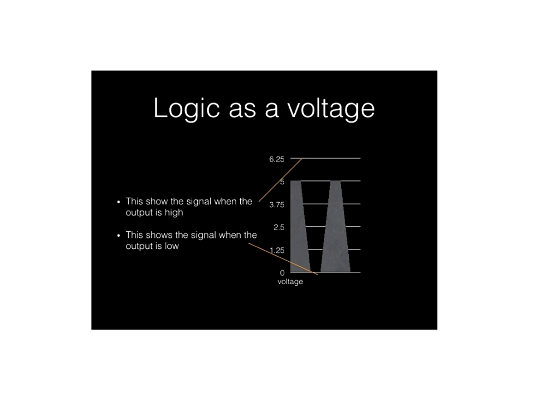This shows a graph of voltage on a graph. The peak, sorry about the line being off, the peak is at 5 volts and shows the signal output is high, which means it's true, and the bottom of the valley shows the signal output is low, so the state is false.